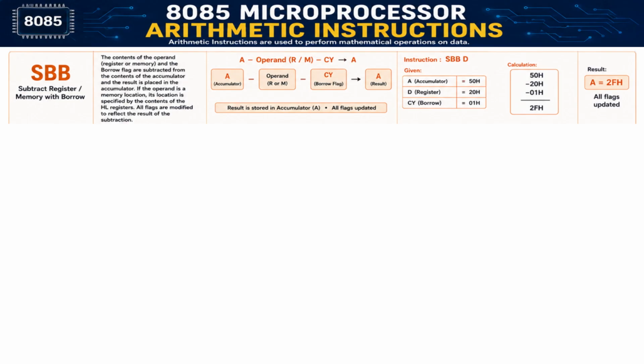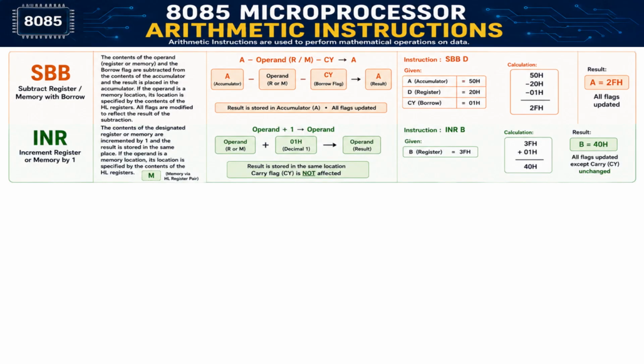Next, we have INR, increment register or memory by 1. This instruction increases the value of a register or a memory location by 1. The updated value is stored back in the same register or memory location. If the operand is M, it means the memory location pointed to by the HL register pair. One important point to remember is that the carry flag is not affected by the INR instruction.